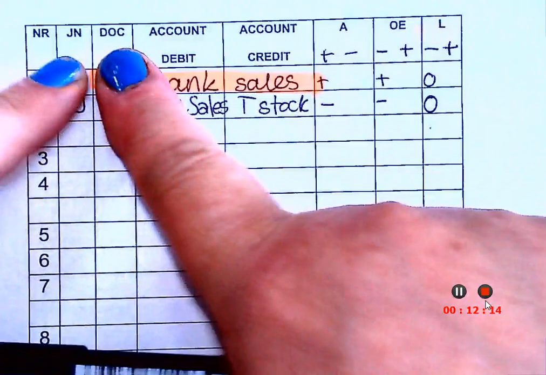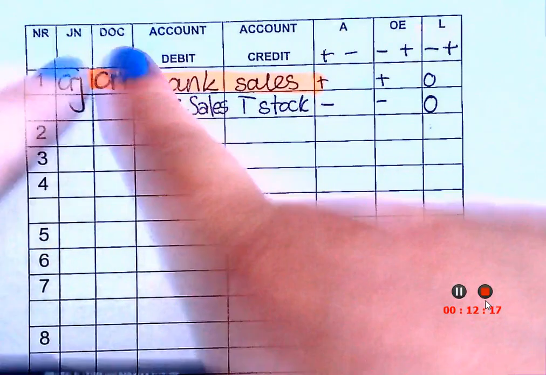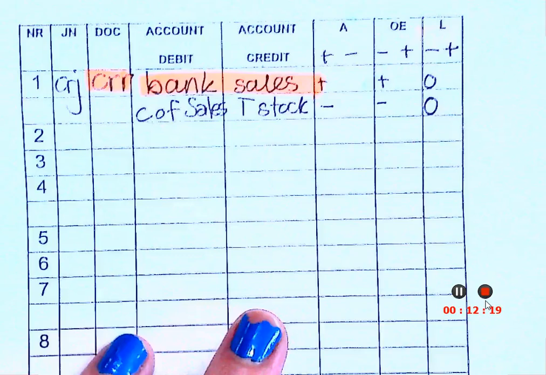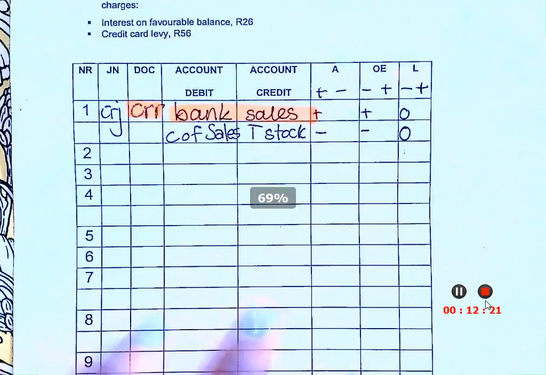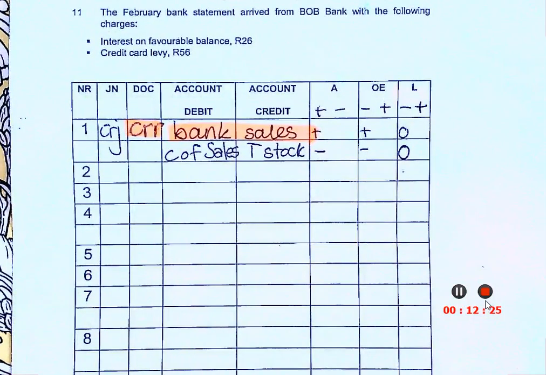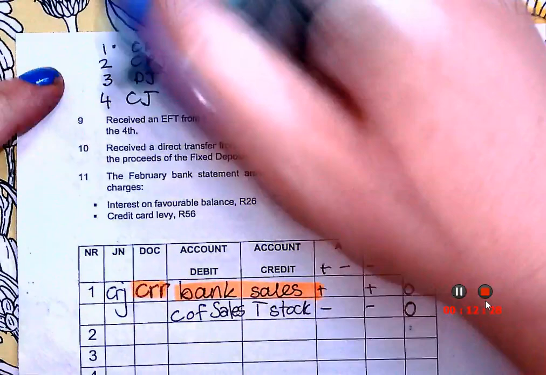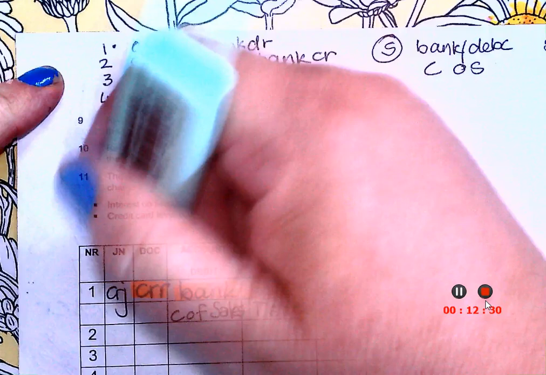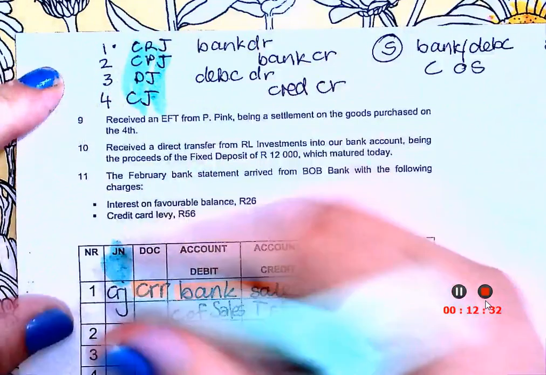And it would be a CRJ. Don't get confused with the journal and the document. A lot of times you swap it, and then you get no marks. So what I'm saying to you, your journals, is these things. Your journals is the CRJ, CPJ, DJ. That's your journals.